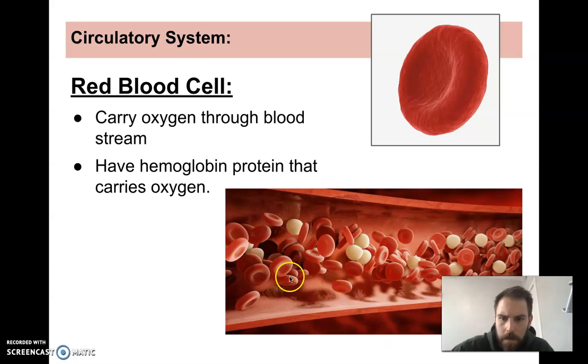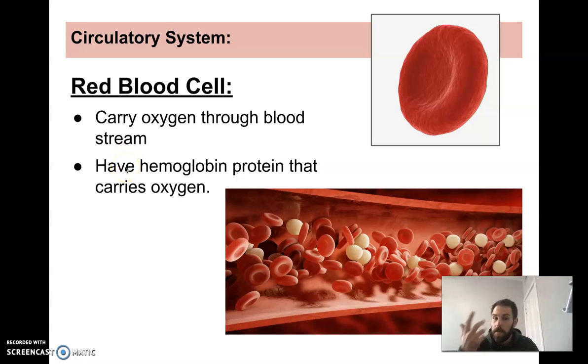So here's a picture of a blood vessel right here. You're going to see these kind of white-looking things. Those are your white blood cells. White blood cells are involved in your immune response, so fighting pathogens that might be in your body, all right? So for instance, like COVID-19, all right? But red blood cells carry oxygen through your bloodstream, all right?